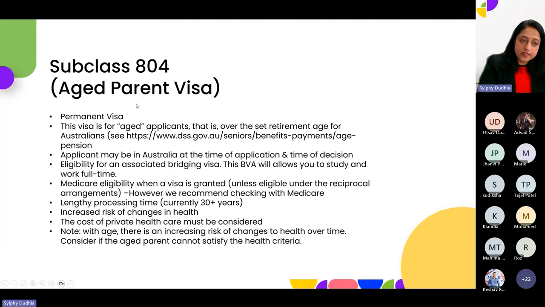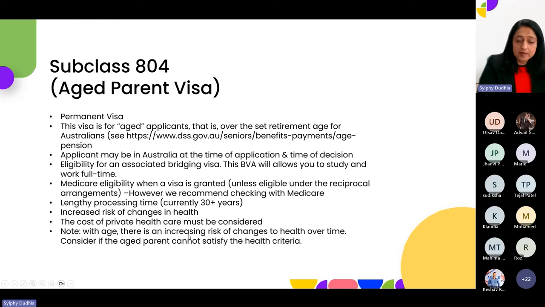Regarding subclass 804, which is age parent visa, again, almost the same criteria, which is it's a permanent visa. You have to fulfill age criteria. Applicant may be in Australia at the time of application and at the time of decision. Again, you are eligible to apply for the bridging visa, and it allows you to study and work full time. Medicare is only applicable when the visa is granted.